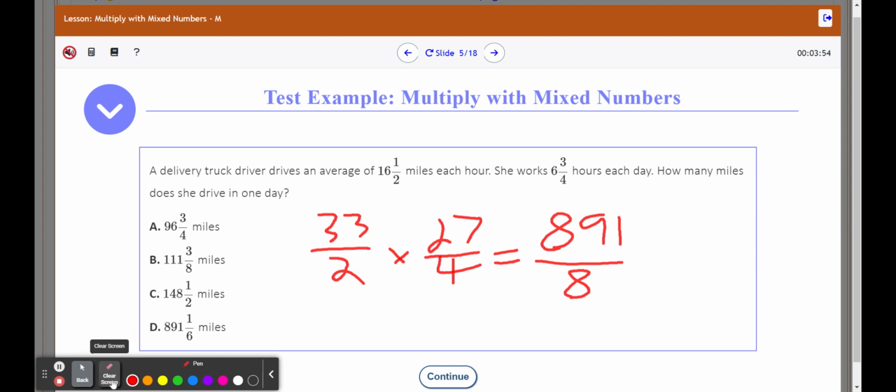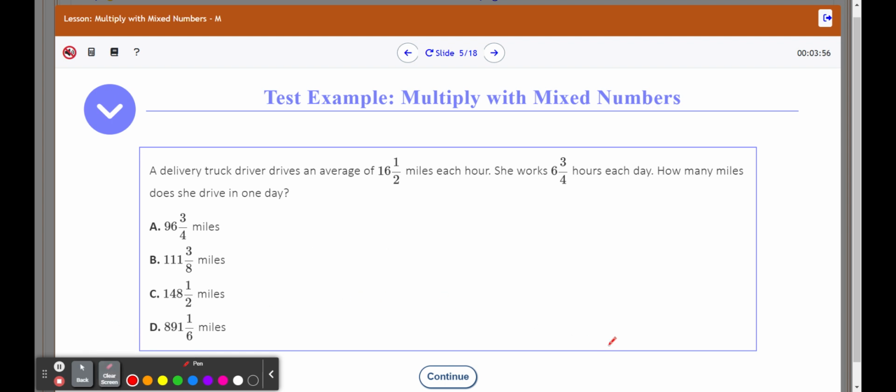So I got 891 divided by 8. Let me set that up. Remember, this just becomes a simple division problem. 8 goes into 8 one time. 1 times 8 is 8. 8 minus 8 is 0. Bring down that 9 and repeat the process. 8 goes into 9 one time. If you look to your left, you can already see our answer, but let's just keep going.